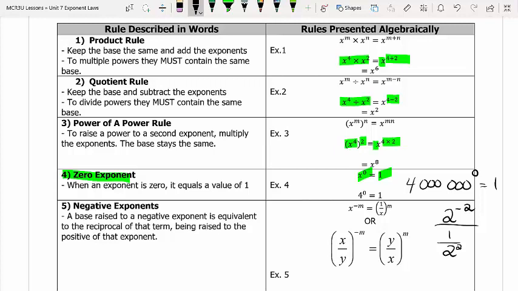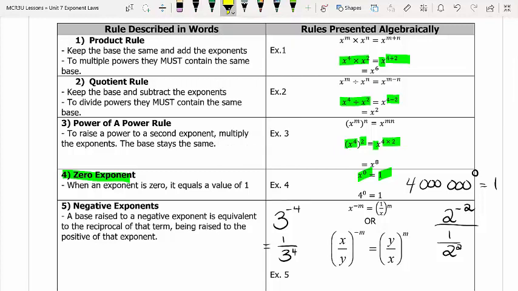So if ever you see a base raised to a negative exponent, to deal with that, turn it into its reciprocal, or think of it as putting it into a fraction where 1 is the numerator. And then the exponent is positive.